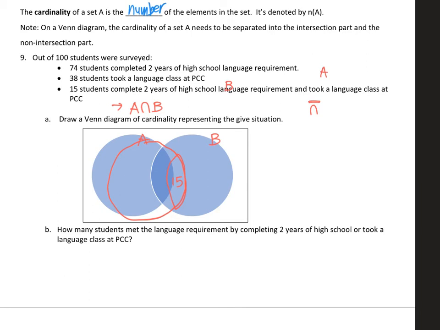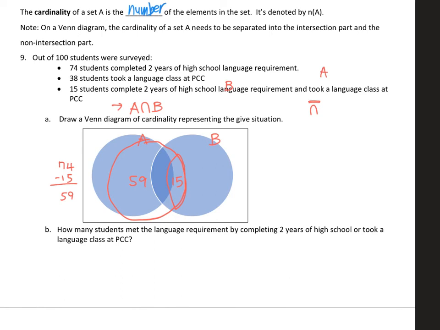So basically there were 74 total people in A. The intersection has 15 people in it. So the rest of it is going to be 59. That's going to be in part A. So if I look at it now, A contains a 59 part. That part has 59, that part has 15. So when you add them all up, that's 74. So this makes more sense.